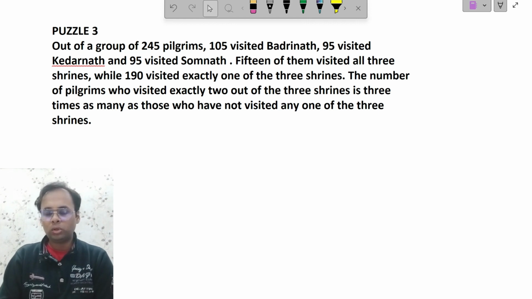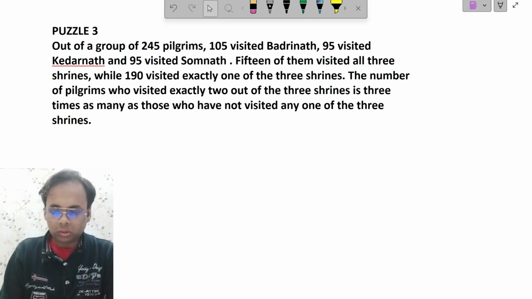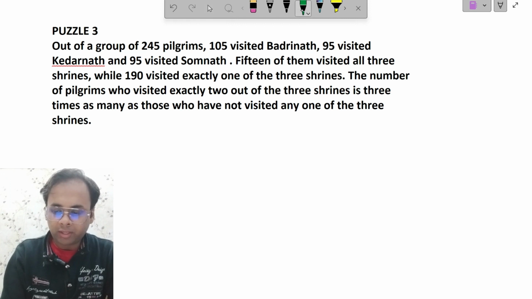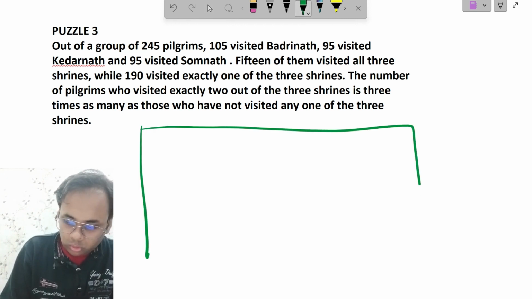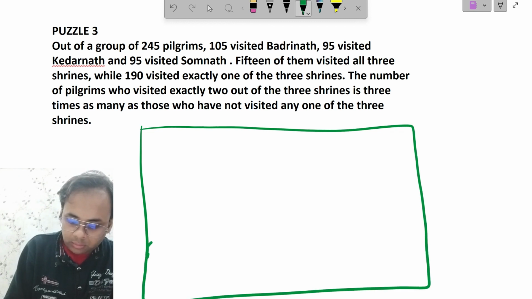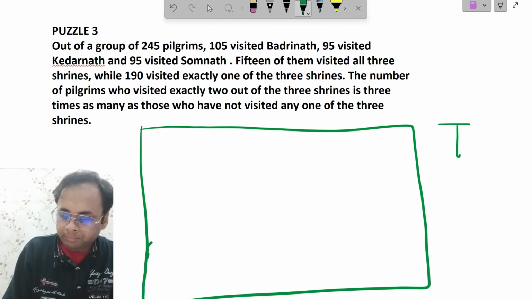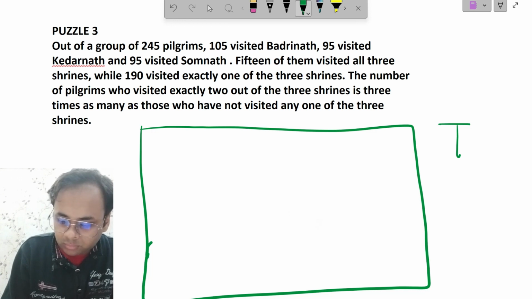In case you want to see more on Venn diagrams, you can check the description link below. So we go about solving this question by drawing a Venn diagram. This is the total sample space out there. Let me mark it with T. Then we have three circles out there.